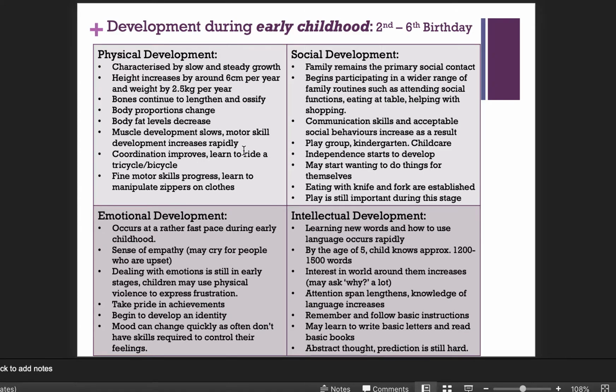Coordination and muscle development means they can do more intricate things rather than walking and balancing, like bicycle ride, etc. And they can start to manipulate small things like buttons, zippers, and holding a pencil. Family remains their primary social contact because it's not until 5 or 6 years old they really start to go to school. So the majority of this age group is spent with family. Playgroups, kindergartens, childcare also starts to help with social development, and independence starts to develop. No, I do it.